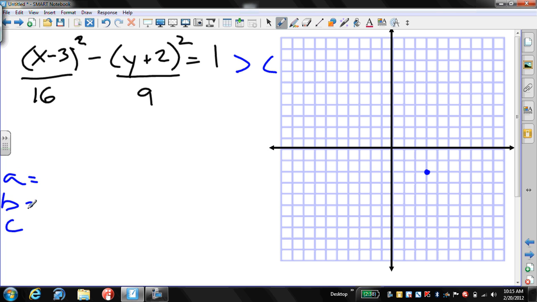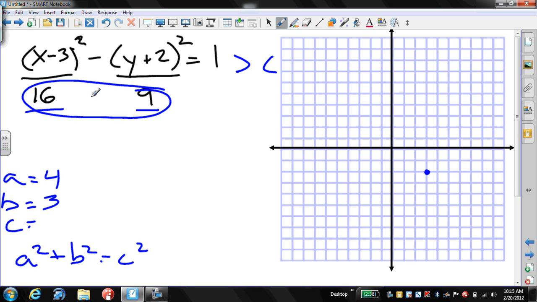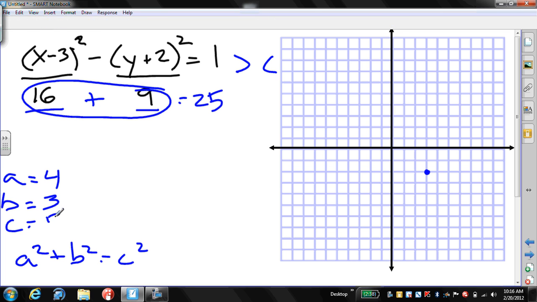So I'm going to write those off to the side. The a is always what comes first, the positive value. So this is going to be 4, which is simply the square root of 16. Then the b value is going to be 3, which is the square root of 9. Now to get the c value, once again, it's a squared plus b squared equals c squared. So all we have to do is take these two bottom numbers, add them together, and we get 25. That's what c squared is. So what's c? Simply 5.